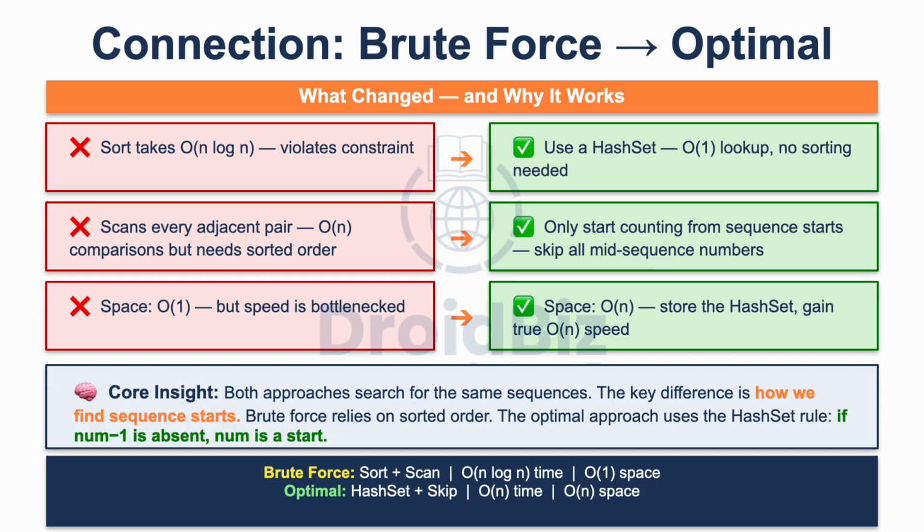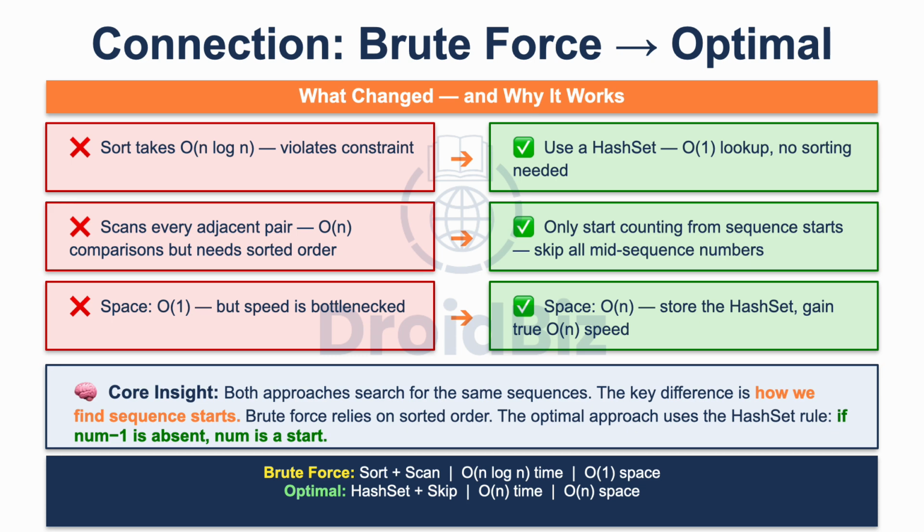Now, let us connect the brute force approach to the optimal solution and understand what changed. There were 3 problems with the brute force approach and 3 corresponding fixes. Problem 1. Sorting takes big O of n log n time, which violates the constraint. Fix: use a hash set. A hash set gives us big O of 1 lookup for any number, no sorting needed at all.